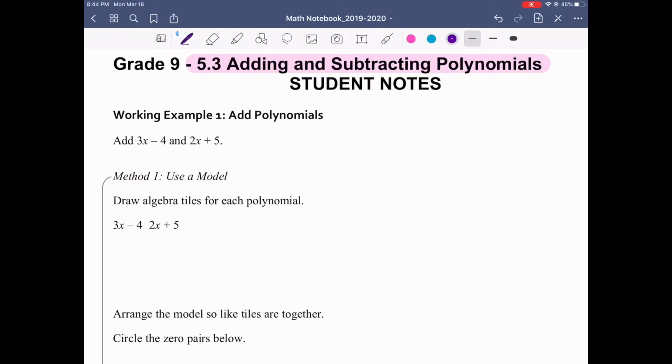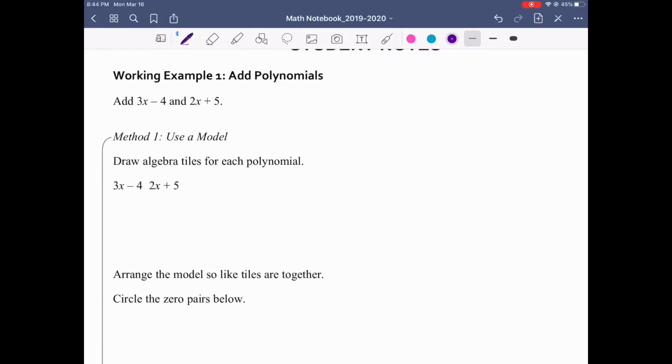So working example number 1 is about adding polynomials. I'm just going to make a note here on the side, because adding polynomials is basically the same as combining like terms. So they mean the same thing. If you can remember that, that will be really helpful to you.